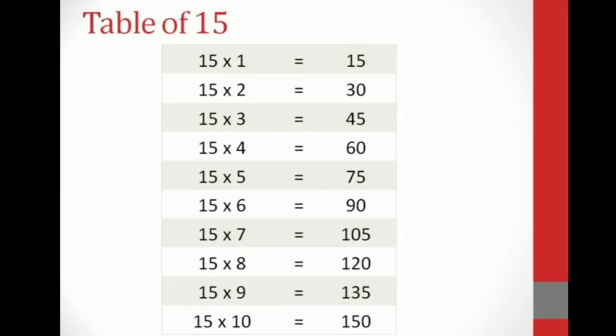The last table that we studied in the last session was the table of 15. So 15 ones are 15, 15 twos are 30, 15 threes are 45, 15 fours are 60, 15 fives are 75, 15 sixes are 90, 15 sevens are 105, 15 eights are 120, 15 nines are 135, and 15 tens are 150. So these were the tables which we learned in the last session.